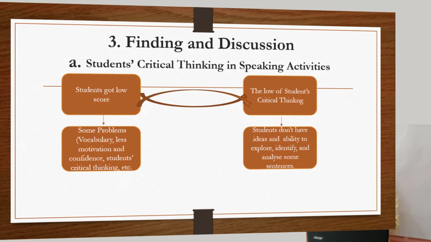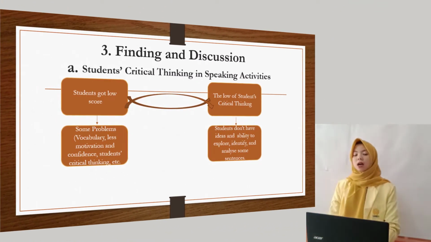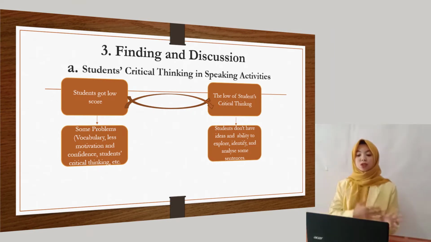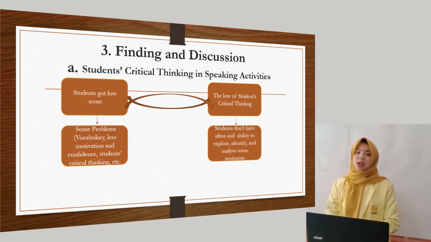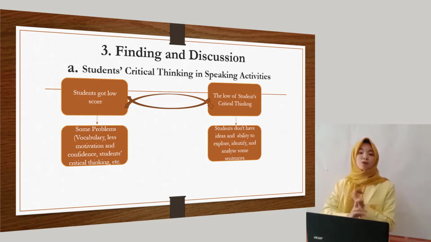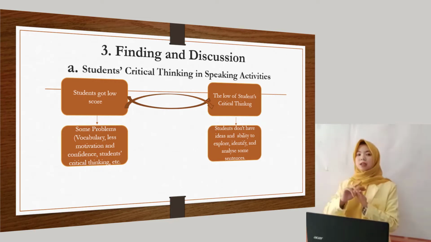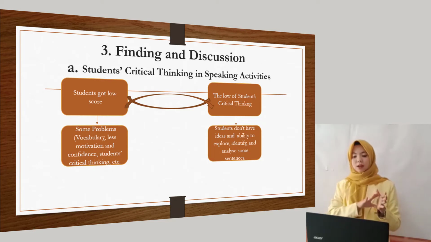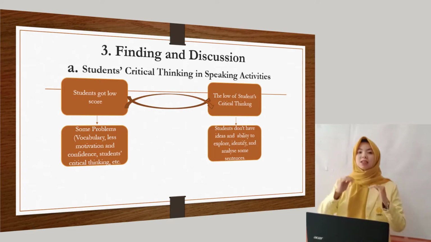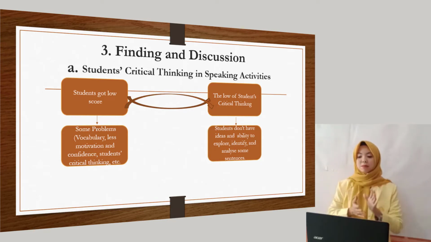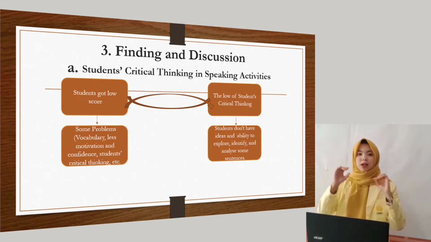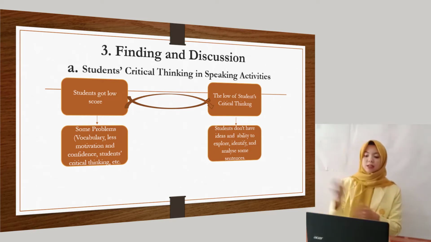And the next one is about findings and discussion. We come to findings and discussion, or results and discussion. The first result is about students' critical thinking and speaking activities. By collecting the data mentioned before from some instruments like observation and so on, students got low scores. It can be shown by the speaking test, and it was caused by low students' critical thinking. And both of those components influenced each other.